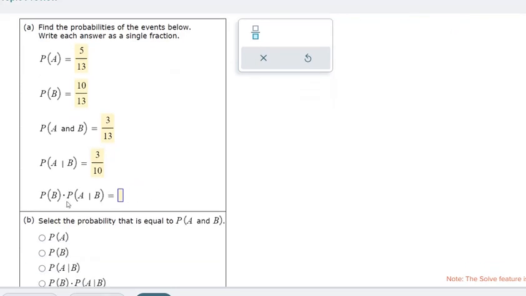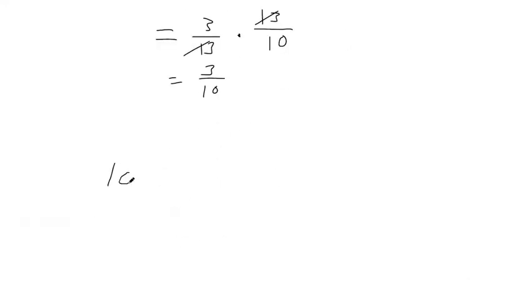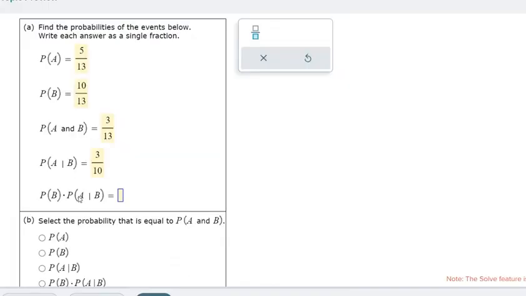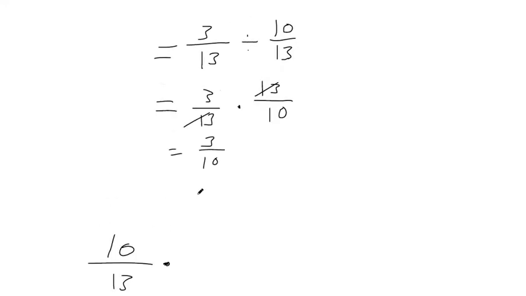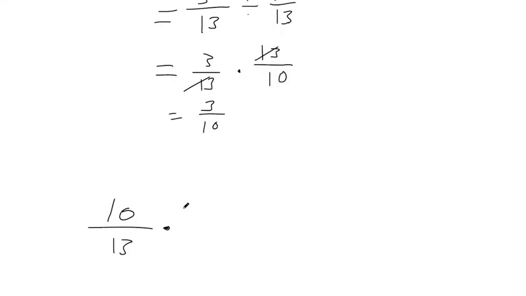And then they want us to do this. They want us to take that conditional probability of A given B, which we have as 3 out of 10, and multiply it by the probability of B, which is 10 over 13. So here, I'll write that out. Probability of B is 10 out of 13. And then they want us to multiply that by what we just calculated, the probability of A given B, which we got as 3 out of 10, right? So if we multiply those two things, those cross cancel, and we're left with 3 out of 13.